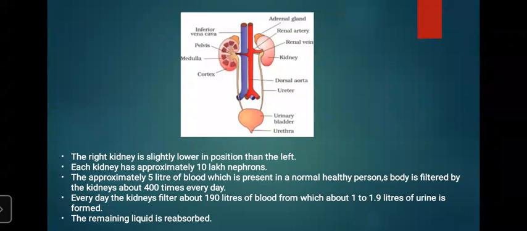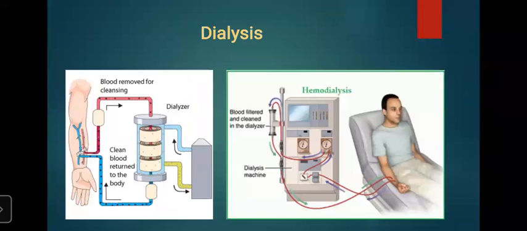So, understood, the right kidney is in a slightly lower position than the left one, and each kidney has approximately 10 lakh nephrons. The approximately 5 liters of blood in a normal healthy person's body is filtered by the kidneys about 400 times every day. Thus, every day the kidneys filter about 190 liters of blood, from which about 1 to 1.9 liters of urine is formed, and the remaining liquid is reabsorbed in the body.